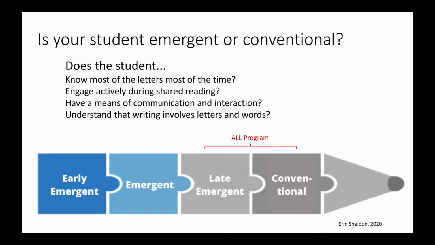Now that you have an idea about how to determine whether the student is at an emergent or conventional literacy level, I want us to give it a try. Think about the student you work with and discuss these 4 questions with your team. Go through and answer yes or no to each of them and determine if your student is at an emergent level, a late emergent level, or a conventional level. We're going to spend some time to do this now.